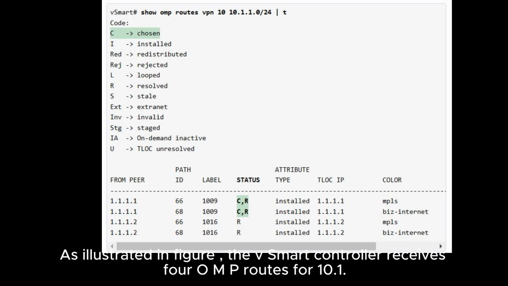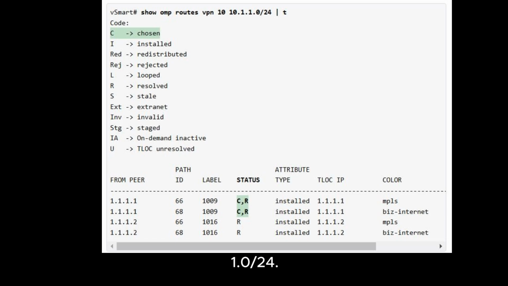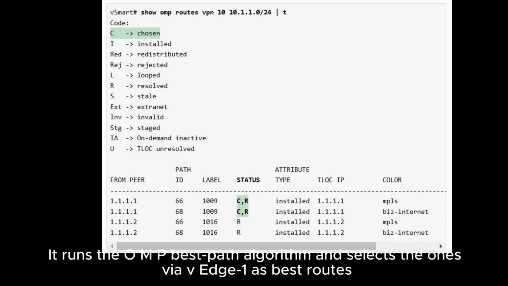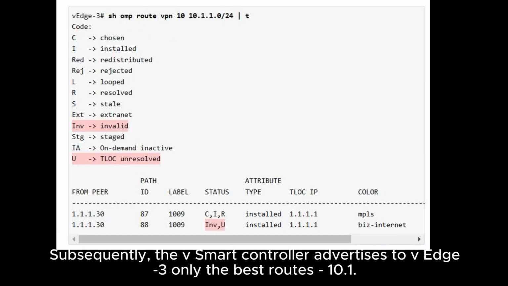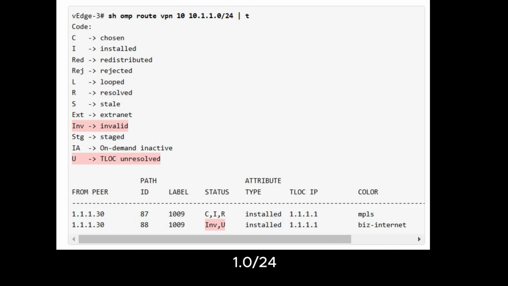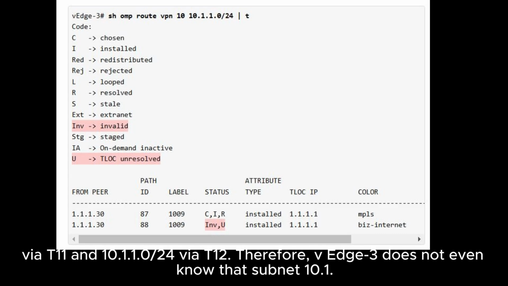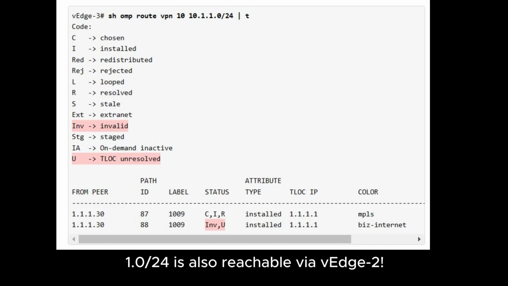As illustrated in the figure, the vSmart controller receives 4 OMP routes for 10.1.1.0/24. It runs the OMP Best Path algorithm and selects the ones via vEdge 1 as best routes, because they have lower origin metric 50 than the routes via vEdge 2 with metric 90. Subsequently, the vSmart controller advertises to vEdge 3 only the best routes: 10.1.1.0/24 via T11 and 10.1.1.0/24 via T12. Therefore, vEdge 3 does not even know that subnet 10.1.1.0/24 is also reachable via vEdge 2.